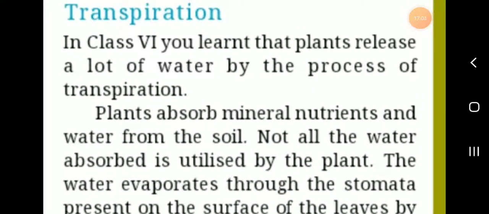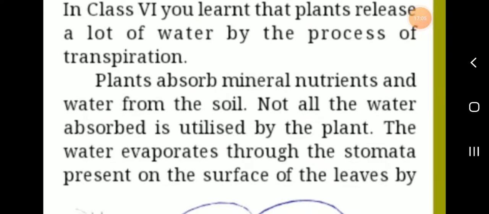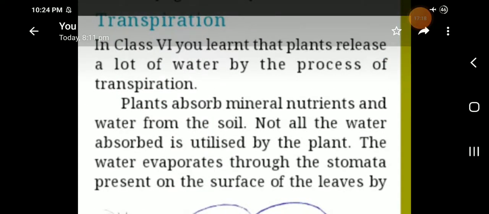Next, transpiration. Plants absorb minerals, nutrients and water from the soil. Not all the water absorbed is utilized by the plant. The water evaporates through the stomata present on the surface of the leaves.